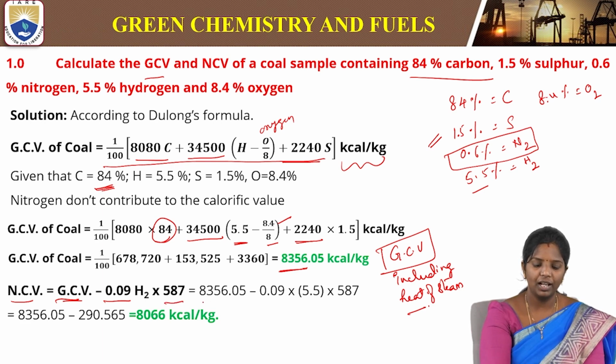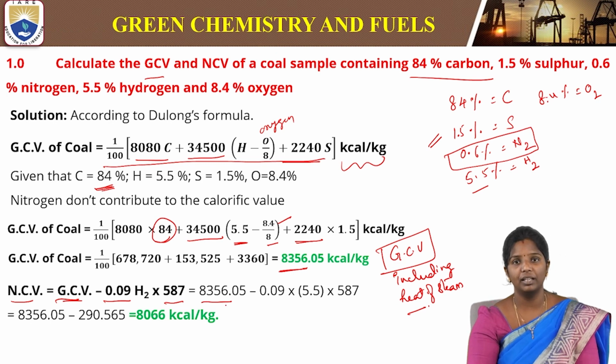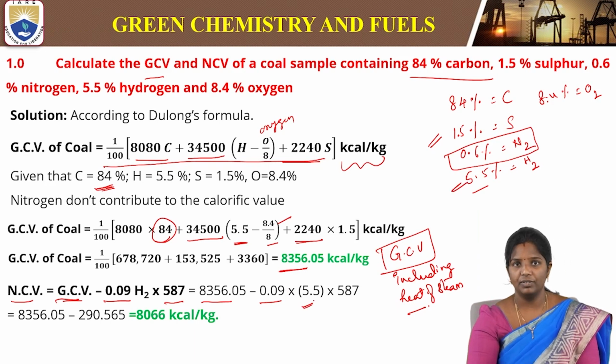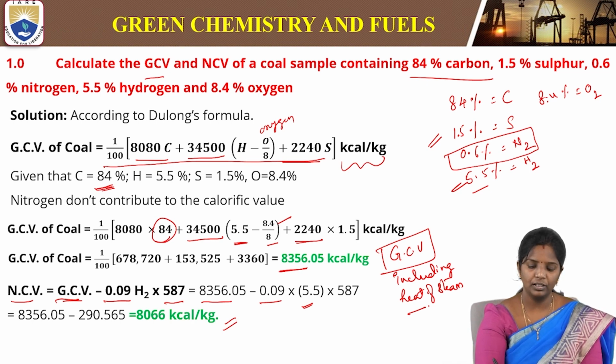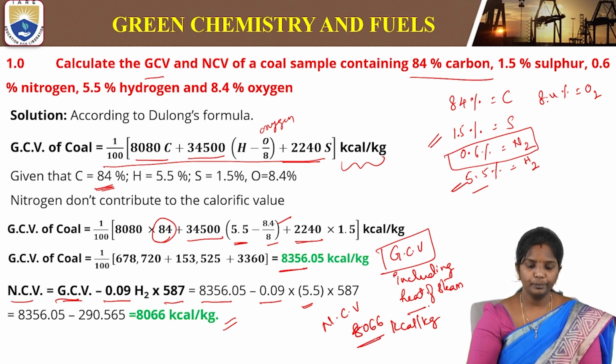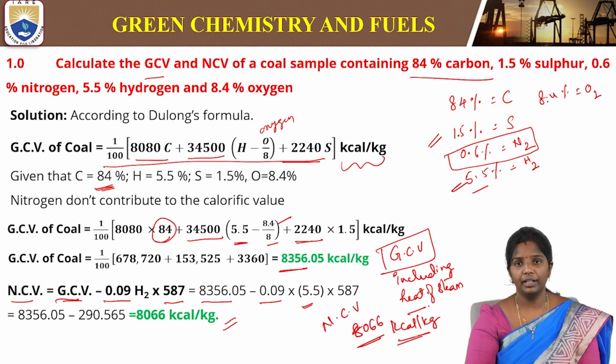So the GCV value, 8356.05 minus 0.09 into 5.5 is for the hydrogen. Substitute here into 587. So after subtraction, we get 8066 kilocalories per kg. So this is the net calorific value of that coal sample. This is like in solid fuel we are using, so therefore giving in the form of kilocalories per kg.